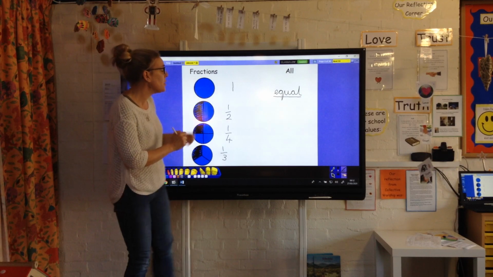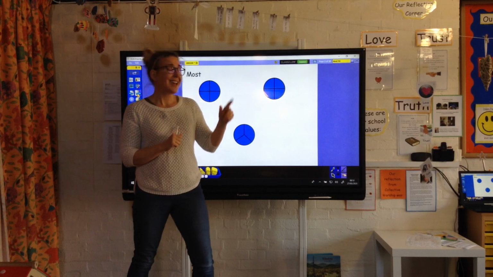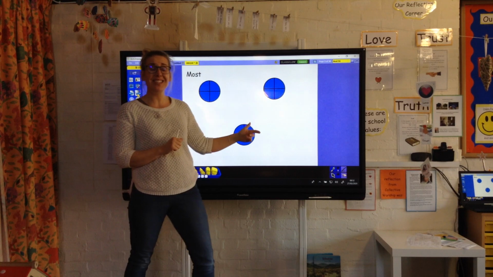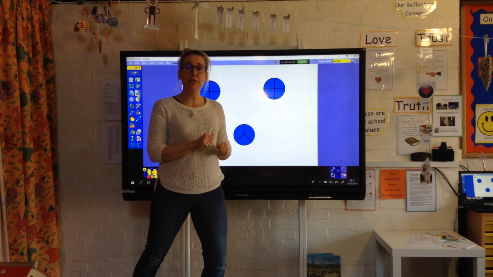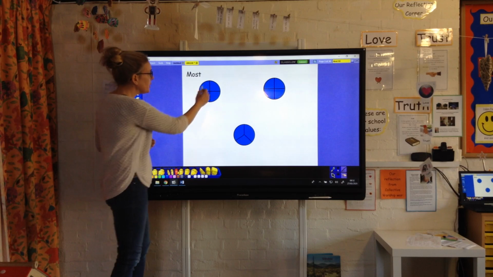So, on the next page, we've also got some other fractions. Now, this is for most of you. Most of you have seen these in class, and you should be able to have a go at doing these today.